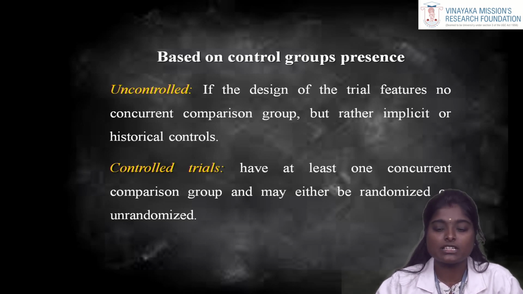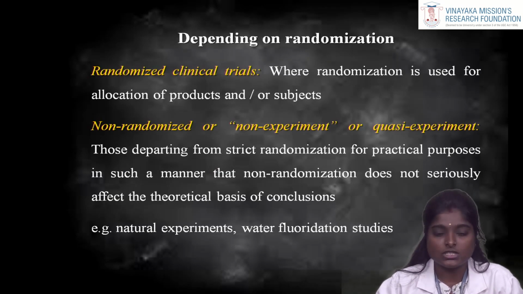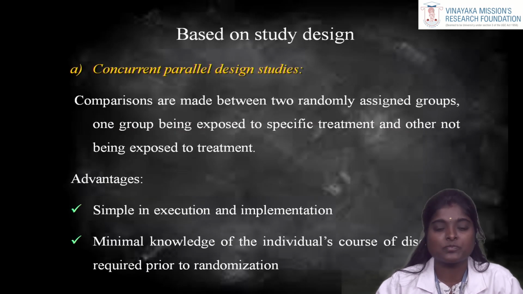In a controlled trial, we have at least one concurrent comparison. It can be either randomized or non-randomized. Depending on the randomization, we have randomized clinical trials and non-randomized or quasi-experimental trials. In a randomized clinical trial, randomization is used for allocation. In a non-randomized trial, there is departure from strict randomized practice in such a manner that non-randomization does not seriously affect the theoretical basis of the conclusion. For example, we have natural experiments, like the water fluoridation study. It definitely doesn't need randomization, as it will not affect the result. In such cases, non-randomization can be applied.